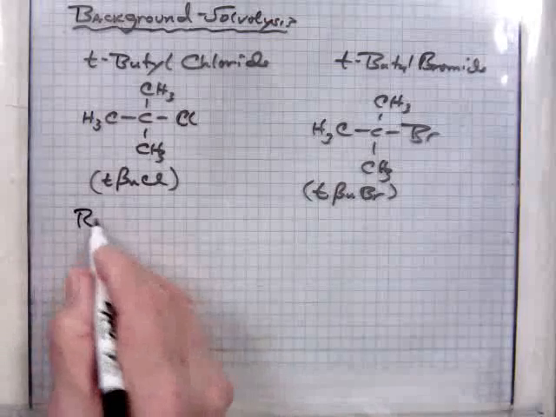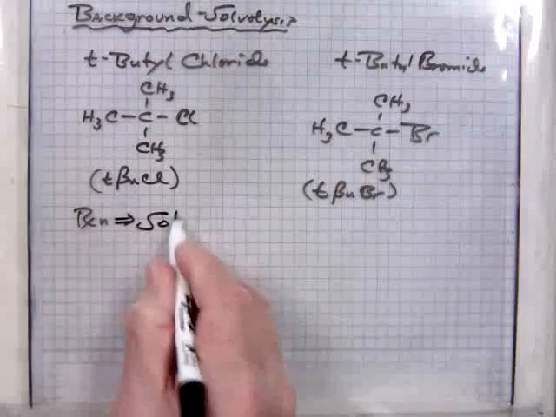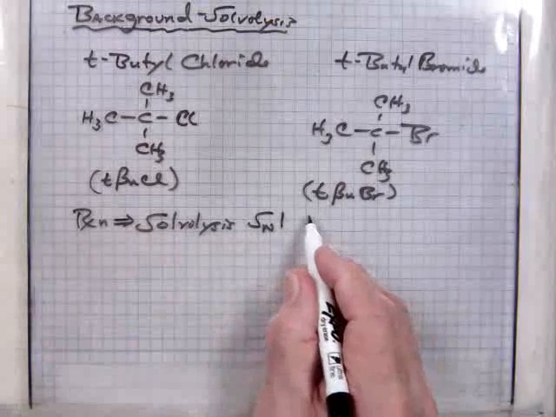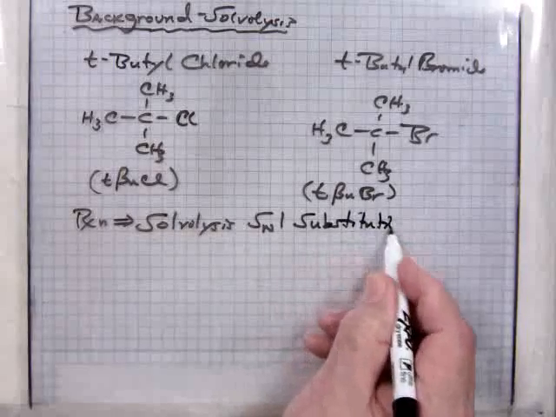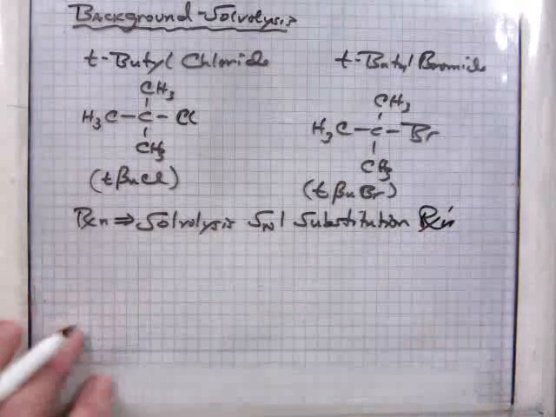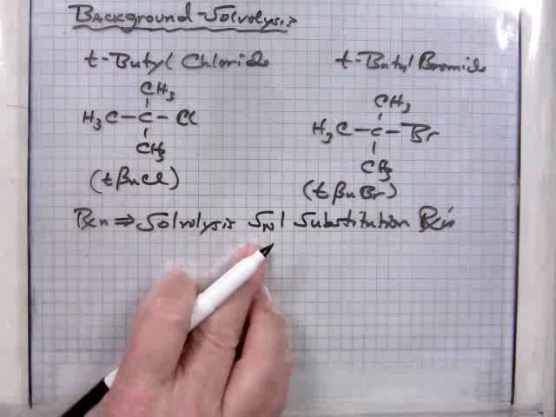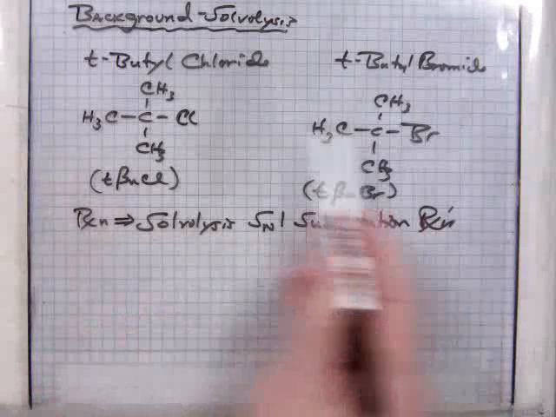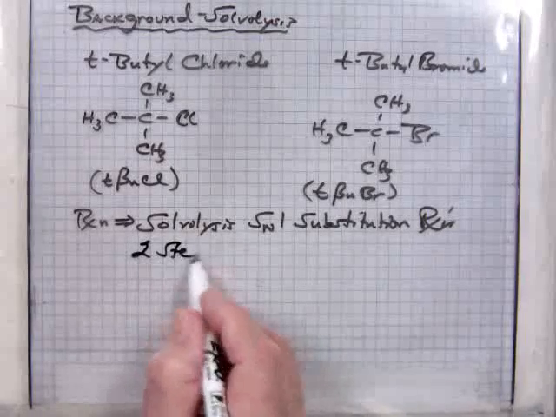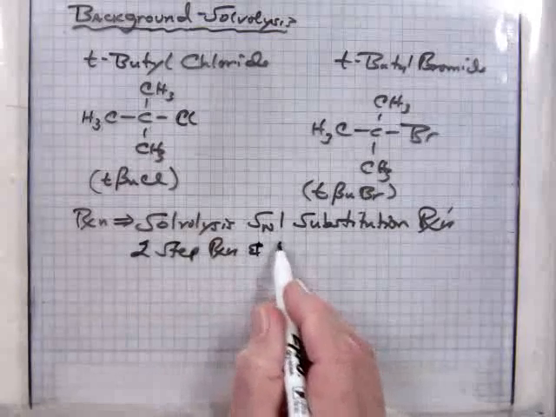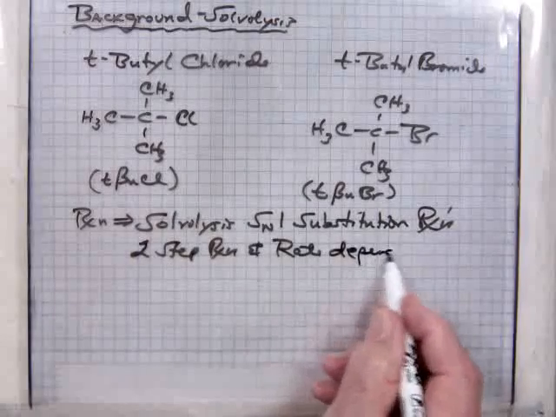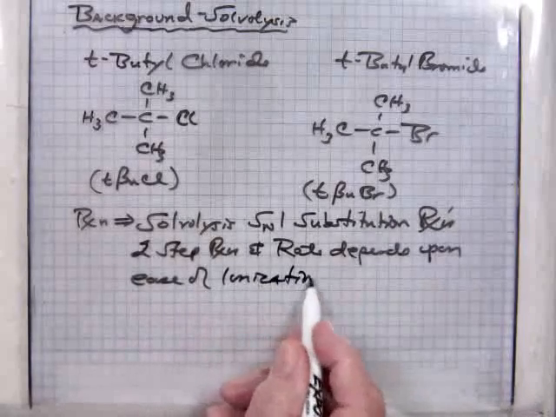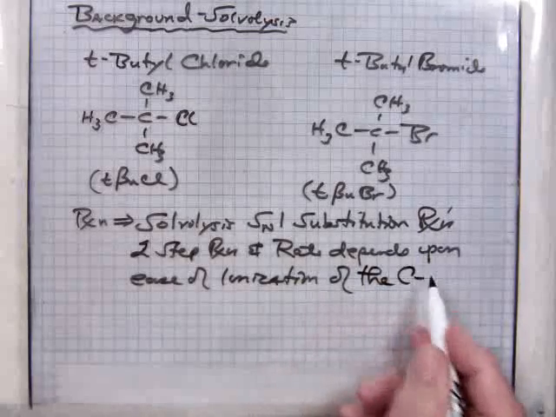Okay, the reaction we're going to run is called a solvolysis reaction, an SN1 substitution reaction. It's a very simple type of reaction, and there is another type called an SN2 reaction, which you'll learn about in organic chemistry. But this one is a reaction that proceeds in two parts, and the rate depends upon ease of ionization of the carbon halide bond.